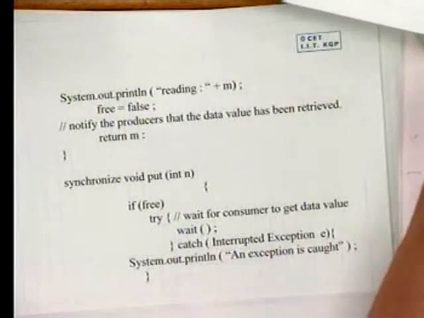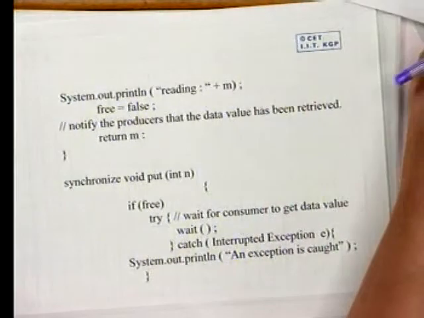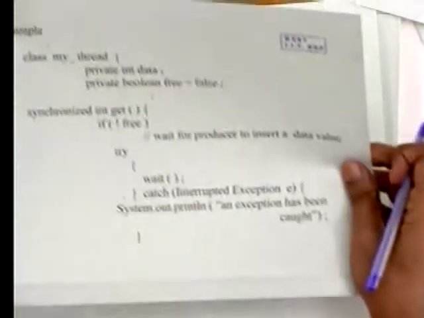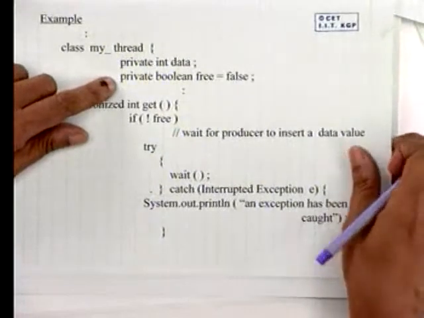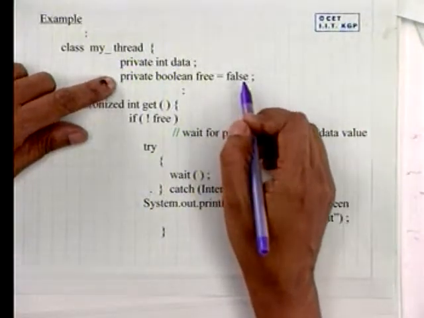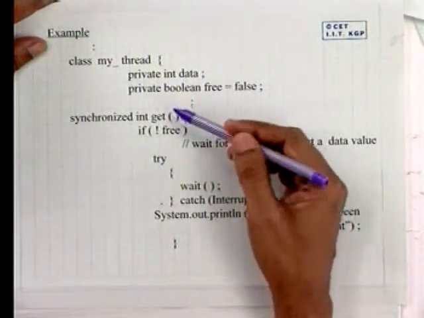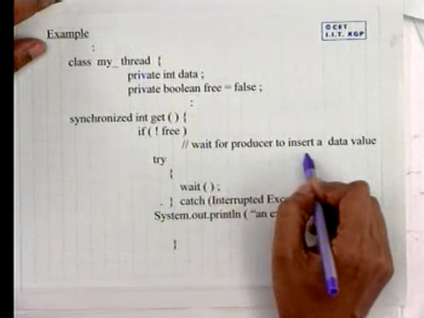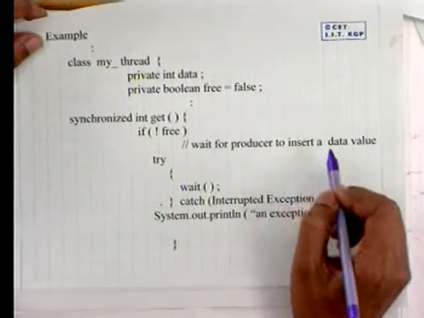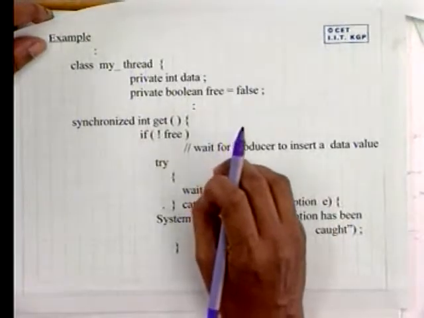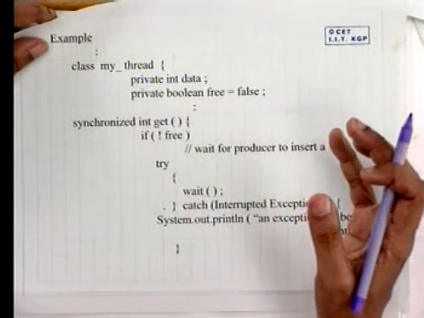In this put method, if you remember, in the class MyThread I had defined a variable, boolean free equal to false, which was initialized to free. If not free, that is if free is false, then we are waiting for the producer to insert a data value. That means until something is put, nothing can be got; the consumer cannot consume it.